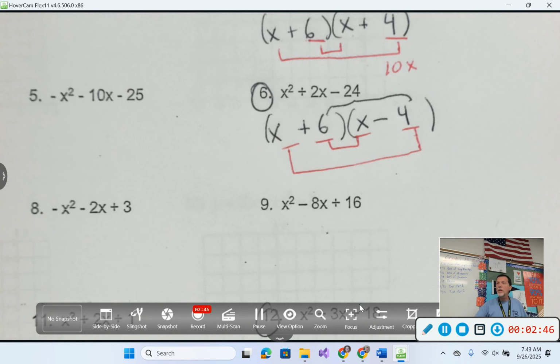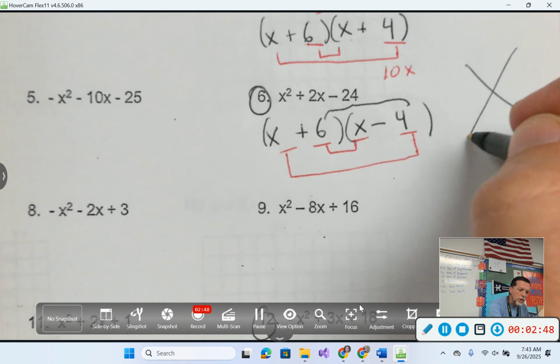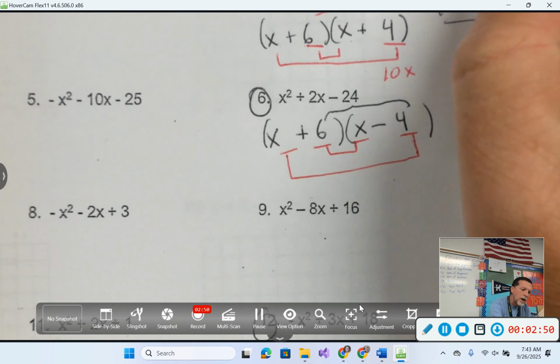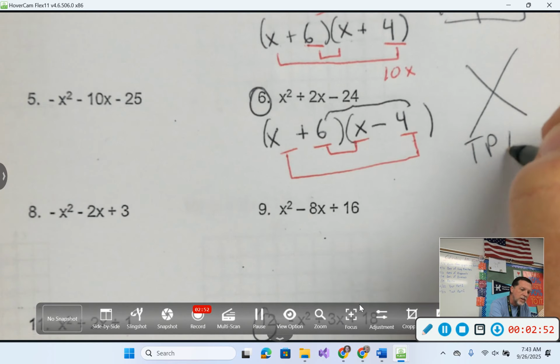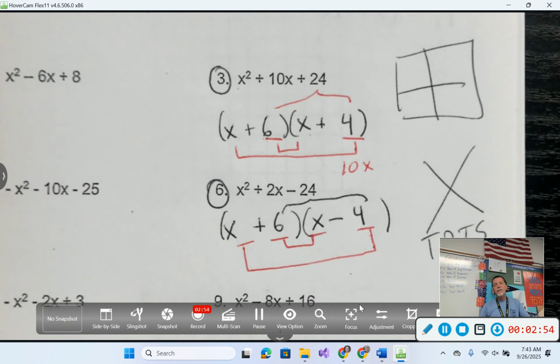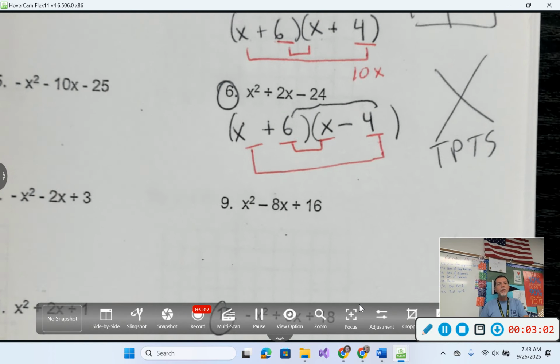Again, there are other ways to factor. There are people who draw this giant X. There are people who make boxes. There are people who say TPTS. If you need any of that stuff, fine. I'm not teaching that. I want you to be able to figure it out. This is not supposed to be difficult if you know your math facts.